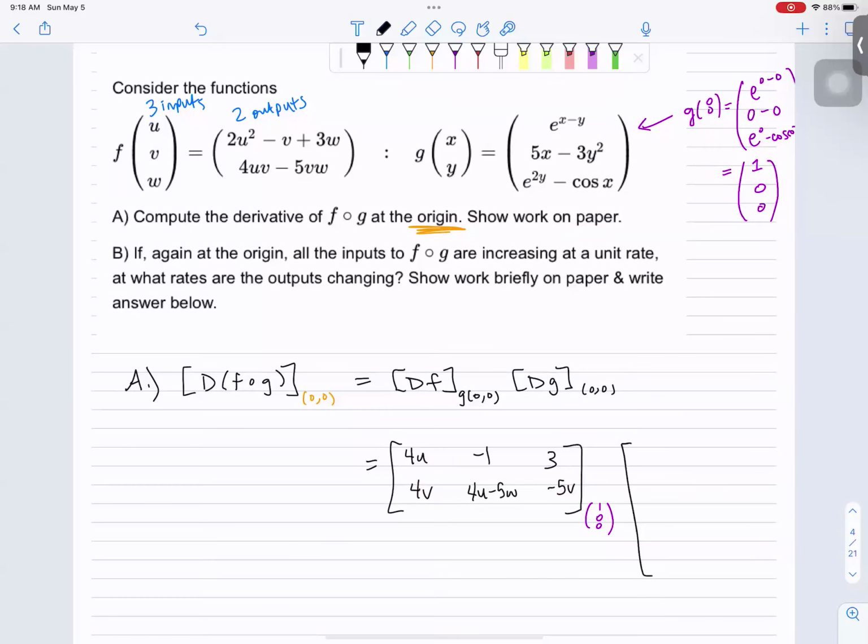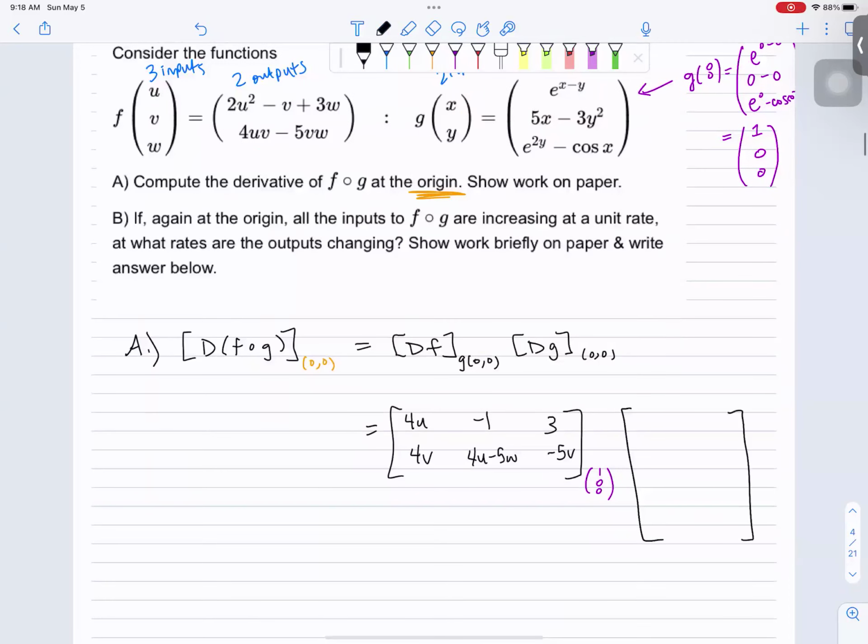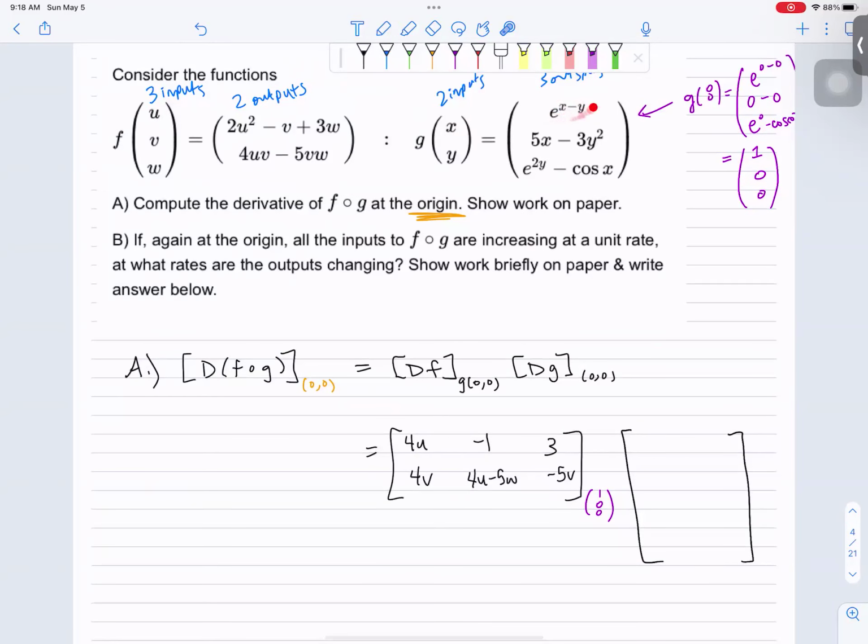All right. Then what is dg? G has 2 inputs and 3 outputs, so I should have a 3 by 2 matrix. So I look at my first output, the partial with respect to x. That's e to the x minus y. Partial with respect to y, chain rule, you need that negative sign to go down: negative e to the x minus y. Partial with respect to x is 5, and then y is negative 6y. Here we get sine x, and this is 2e to 2y because of chain rule.